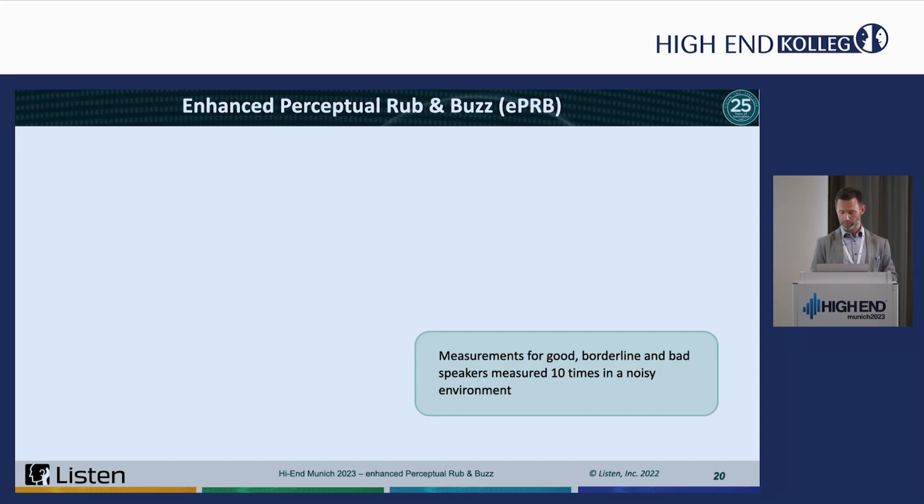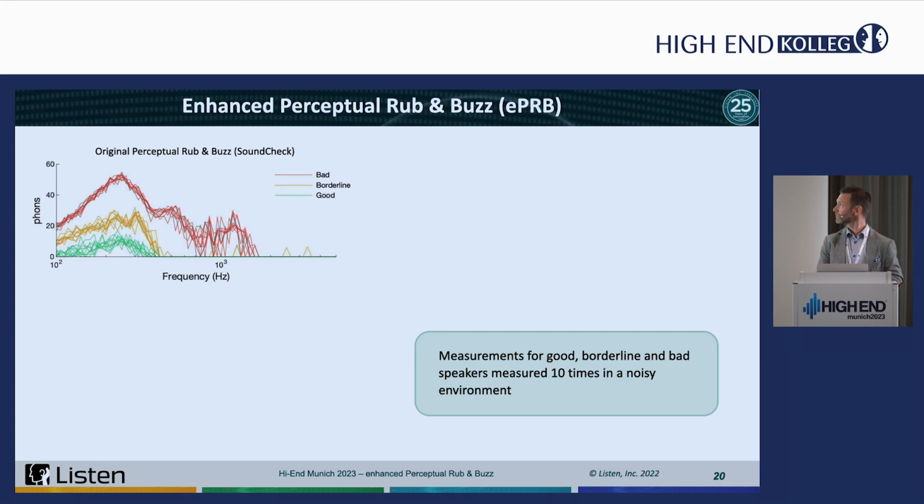the captured response waveforms. So the same waveforms were then input into all three algorithms to ensure consistency in the input data. So the Listen old algorithm would show correlation to subjective listening results. So that's the old one. The bad speaker shows the highest level of audible distortion, and the good speaker has minimum measured distortion, and the borderline speaker is somewhere in the middle. So here you can see the small variation between the 10 measurements for each speaker. So this is due to the background noise.